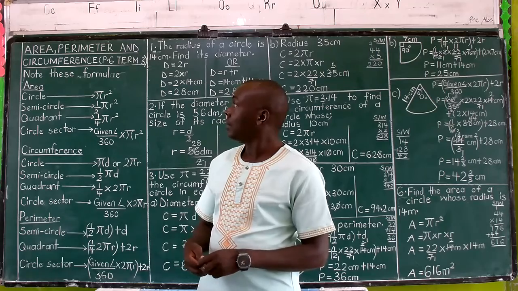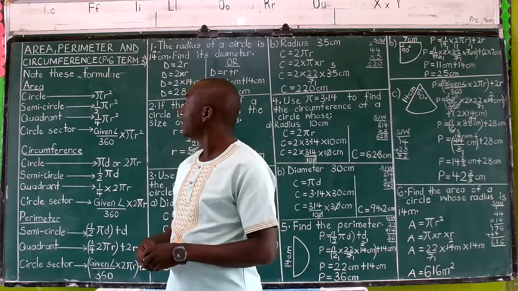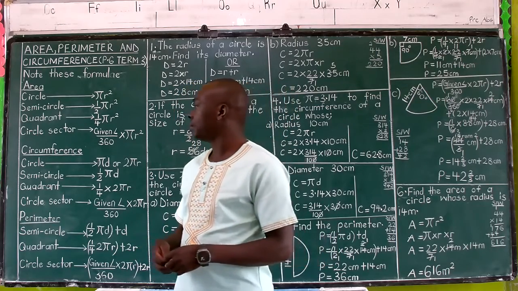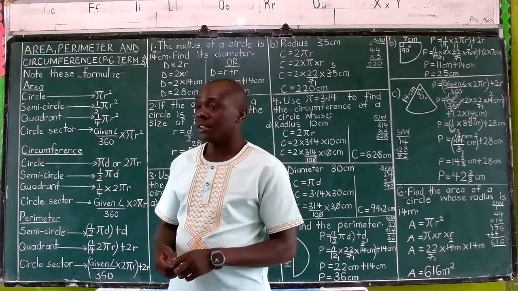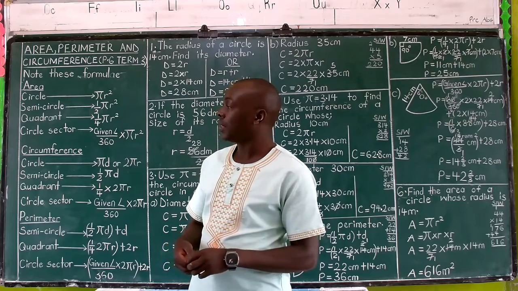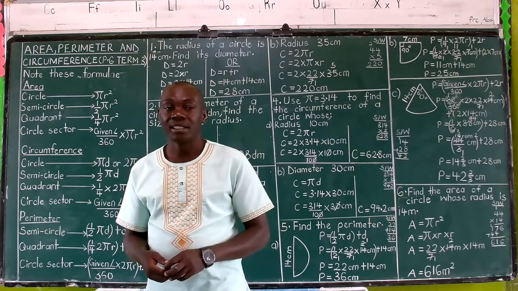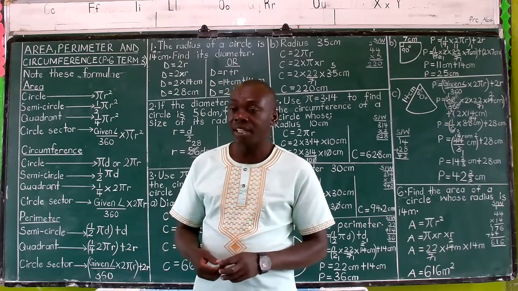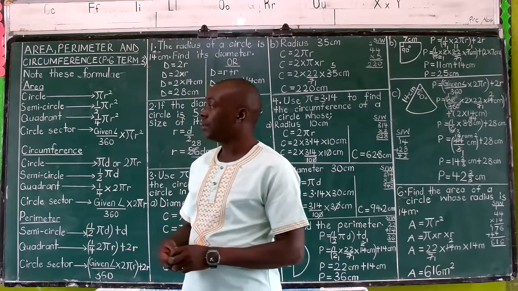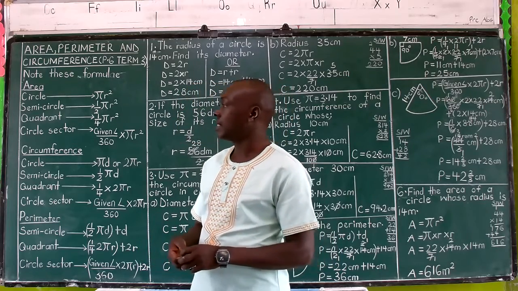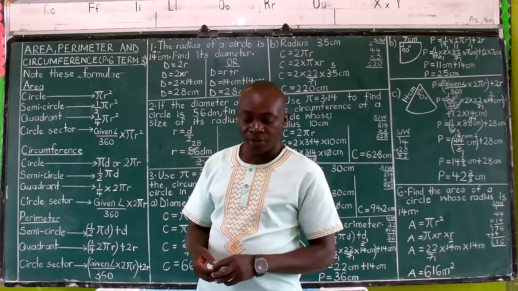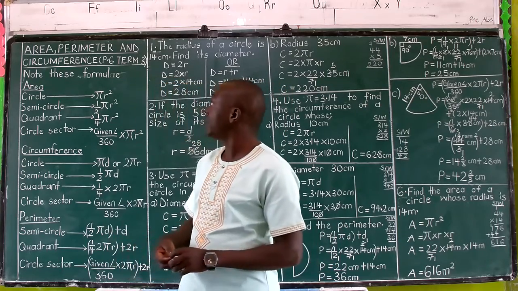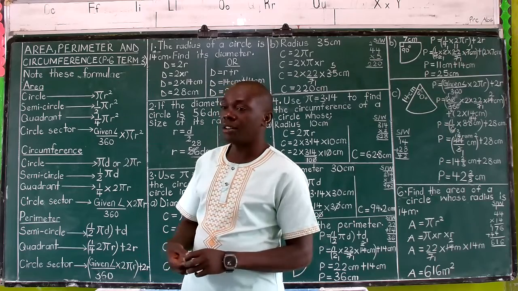Today we are looking at area, perimeter and circumference as part of length, mass and capacity as a topic. So we are still looking at length, that is in metric units. Anything to do with meters, centimeters, anything ending with meters, we are there for it today. So we are looking at area, perimeter and circumference.